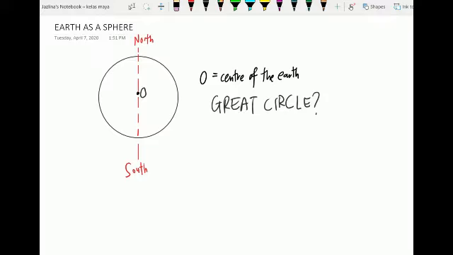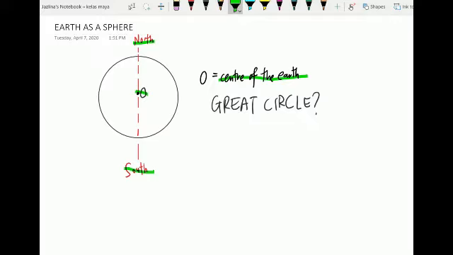Okay, so what are the terms that you must know for this topic? The first one is north, the second one is south, and the third one is O. What is O here? O is actually the center of the earth.